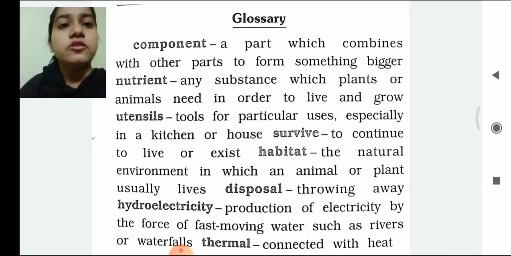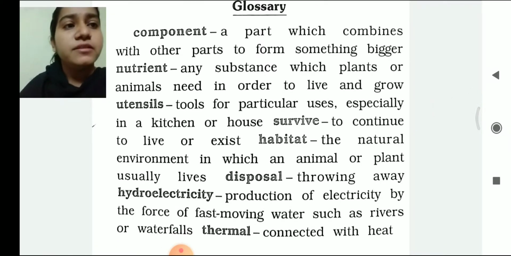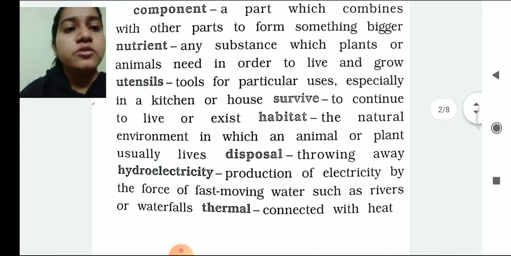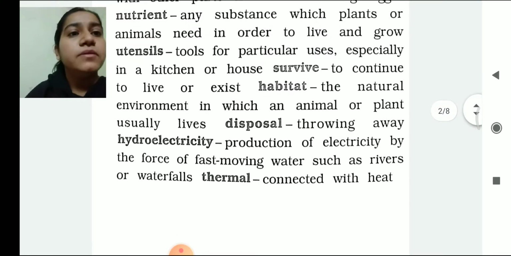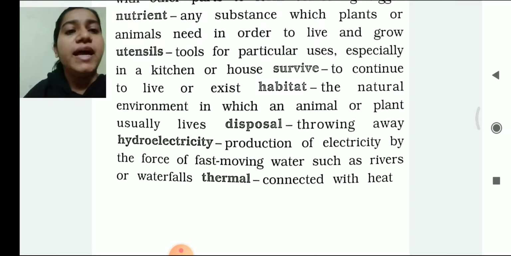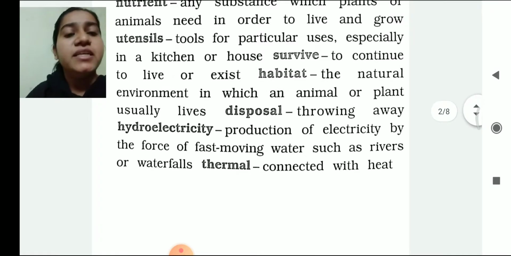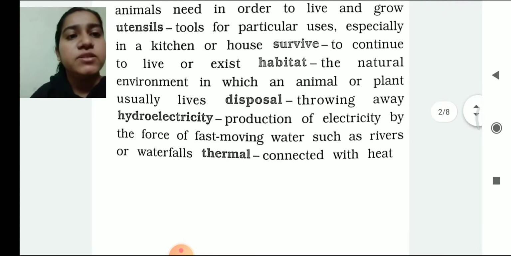Glossary means meanings. So we are going to study the meanings first of all. Components, a part which combines with the other parts to form something bigger. Nutrients, any substance which plant or animal need in order to live and grow. Utensils, that means tools for particular use, especially in the kitchen or house. Survive, that means to continue to live or exist. Habitat, the natural environment in which an animal or a plant usually lives.